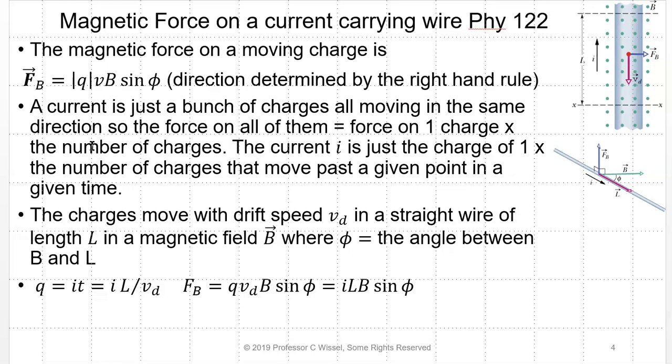So the force on all of them equals the force on one charge times the number of charges. The current I, of course, is just the charge times the number of charges that move past a given point at a given time. The charges move with drift speed Vd in a straight wire of length L and magnetic field B, where phi is the angle between B and L. And Q equals I times T, or I times L divided by Vd. FB is just QVdB sine phi, or ILB sine phi.